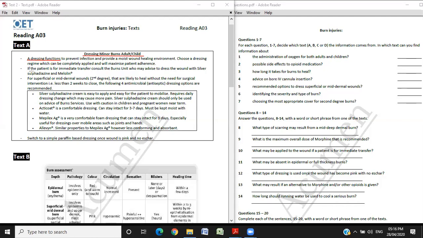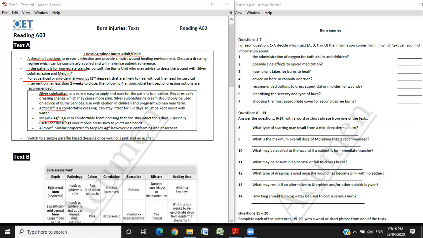Then here it says if the patient is for transfer, what kind of dressing I should use. For superficial or mild wound, what kind of dressing I should use. And then you can see that these 4 are main bullet points and these 4 are sub bullet points. So here it says for superficial you should use a certain kind of dressing, and then again you have a few different kinds of dressings here.